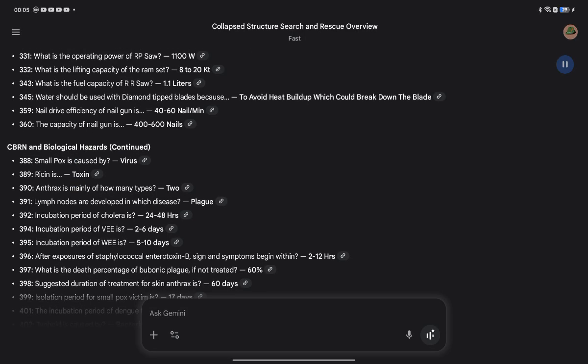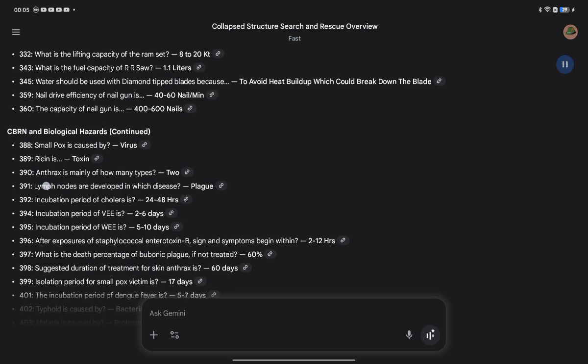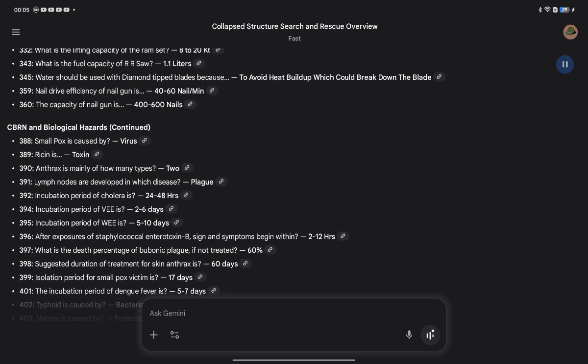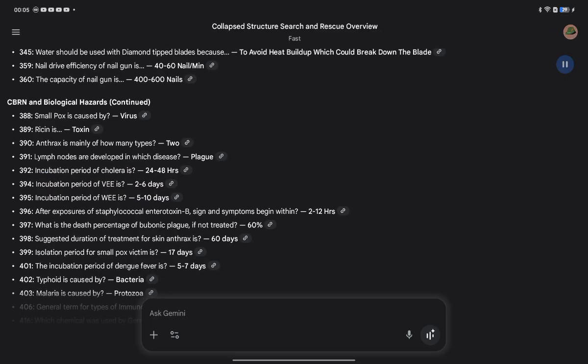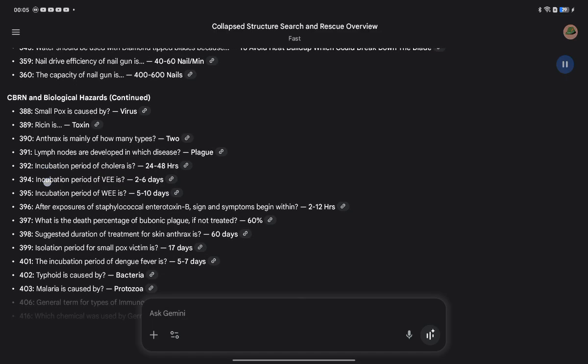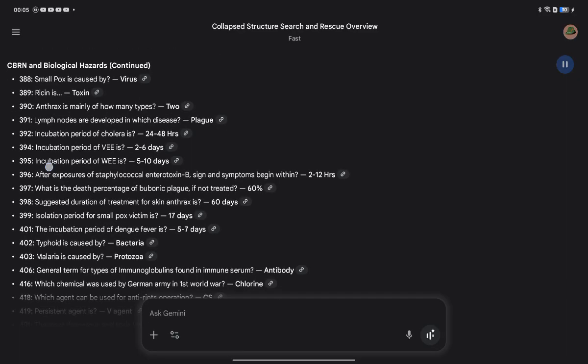332. What is the lifting capacity of the ram set? 8 to 20 kT. 343. What is the fuel capacity of RR saw? 1.1 liters. 345. Water should be used with diamond-tipped blades to avoid heat buildup, which could break down the blade. 359. Nail drive efficiency of nail gun is 40 to 60 nail min. 360. The capacity of nail gun is 400 to 600 nails.